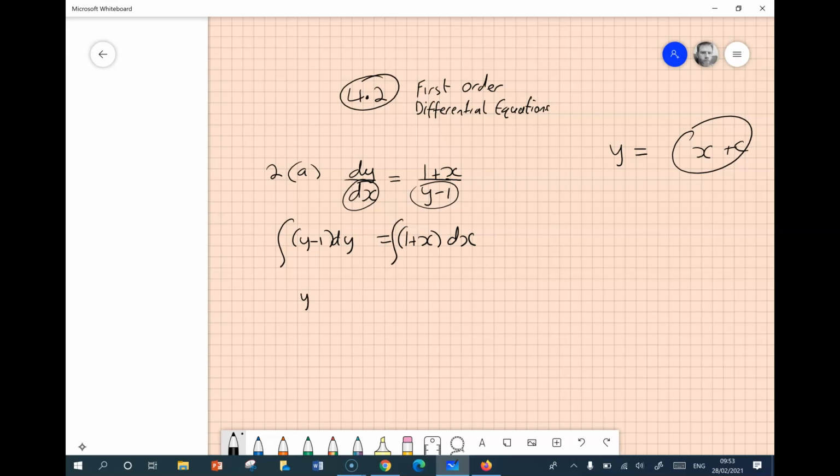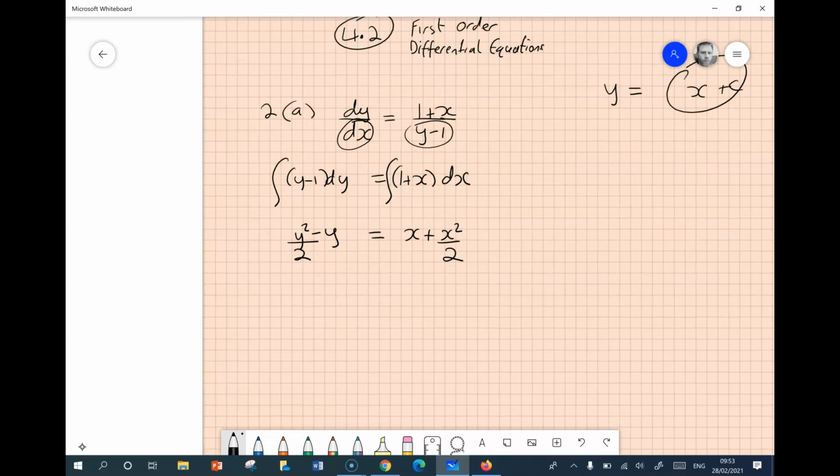So I integrate the left, I get y squared over 2 minus y equals x plus x squared over 2. And I'll leave out my c just for the moment. And to simplify this, I'm just going to multiply everything by 2. So when I multiply everything by 2, I get y squared minus 2y equals 2x plus x squared. I'm just going to throw in my c there, so at that stage. Okay, so I've got a plus c, that's the integral.